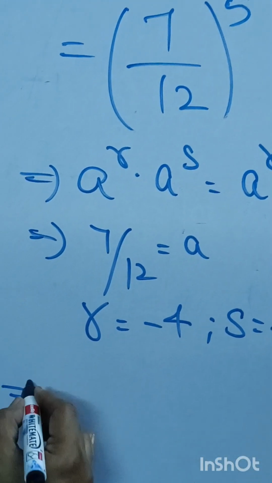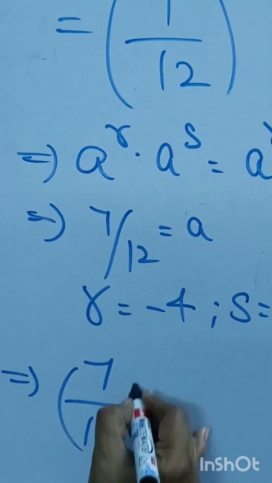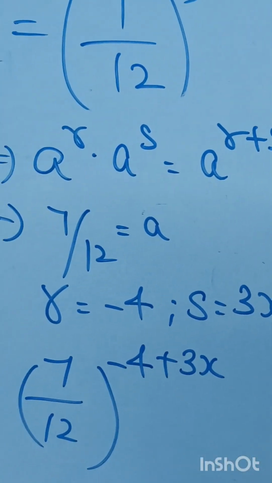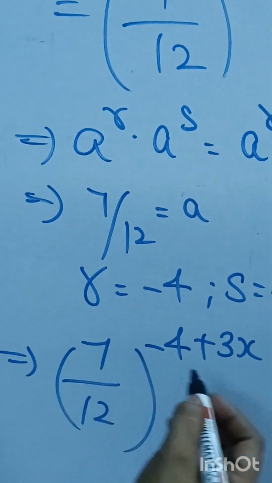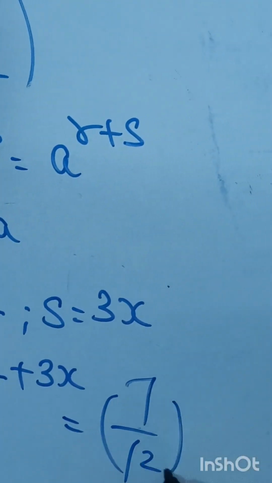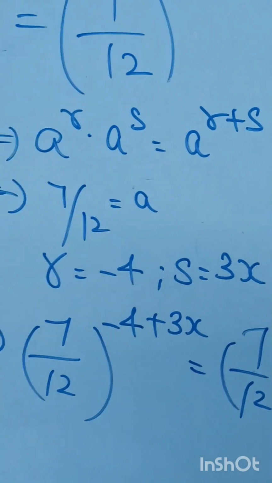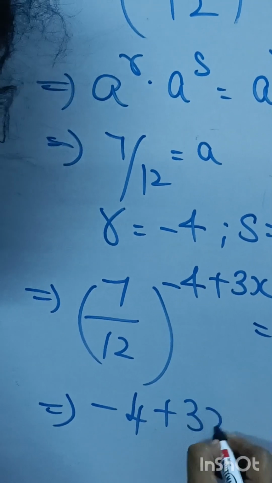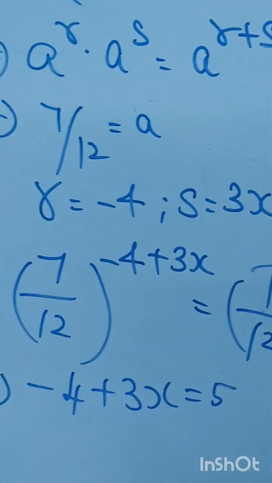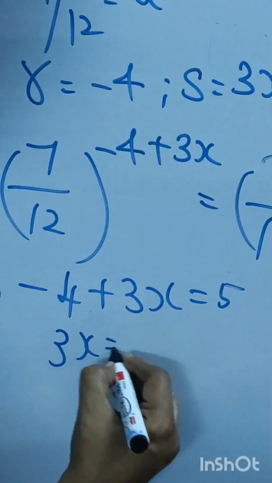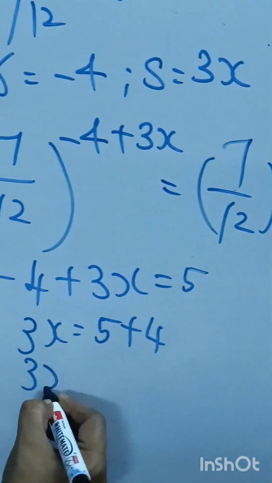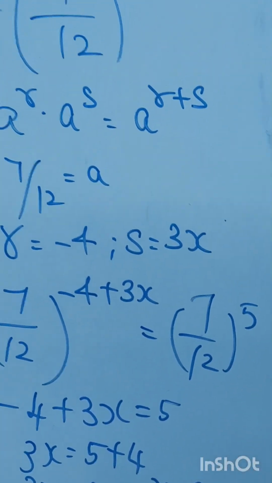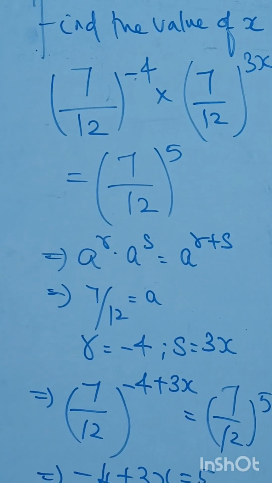Now we have to evaluate. Therefore (7/12)^(-4+3x). On the right hand side it is given as (7/12)^5. Now you have to equate only the powers. Therefore, minus 4 plus 3x is equal to 5. You have to find the value of x. Therefore, 3x is equal to 5 plus 4. 3x is equal to 9. Therefore, x is equal to 3. We have found the value of x, which is 3.